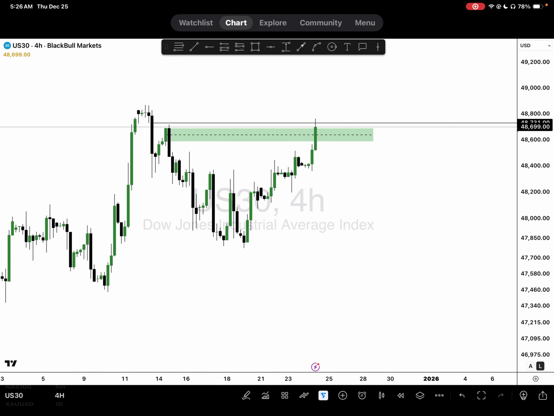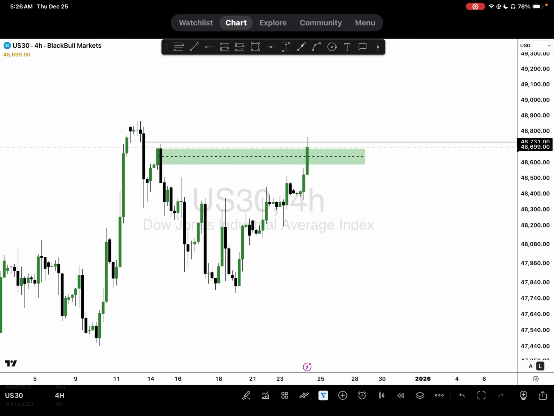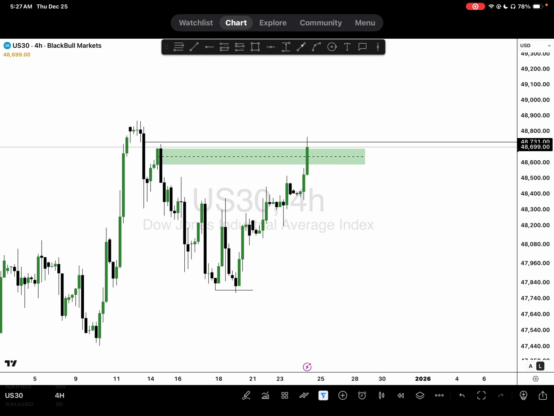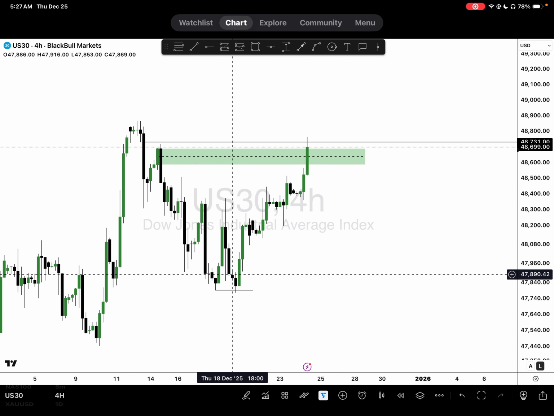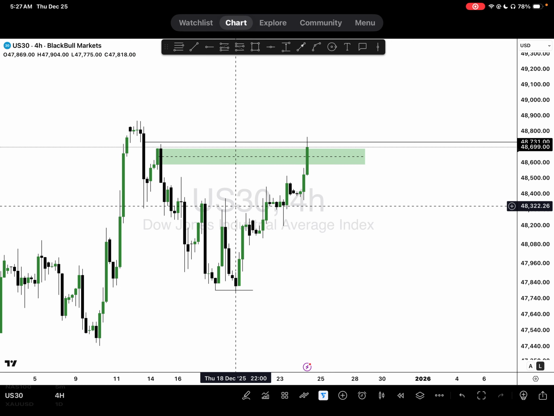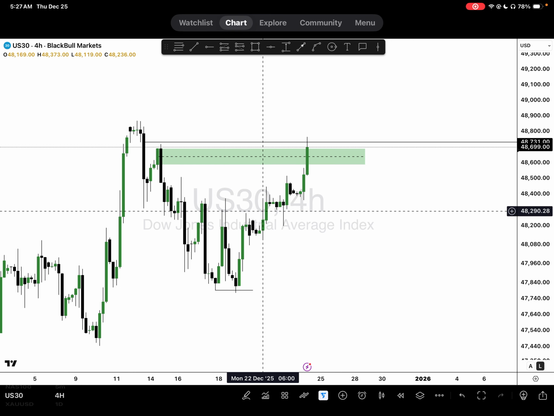All right, US 30. So I explained earlier that we were looking for price to move higher, which it did. We had the draw in liquidity, so the shift in structural point here. Yep, we had the shift in structural point there, and then I explained all the opportunities that we were going to move higher, looking for taking out liquidity points higher and higher.